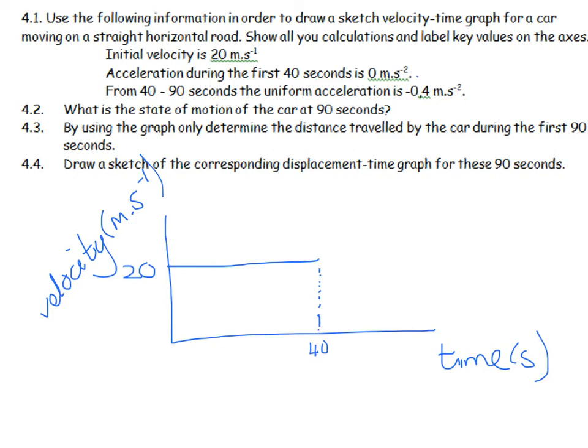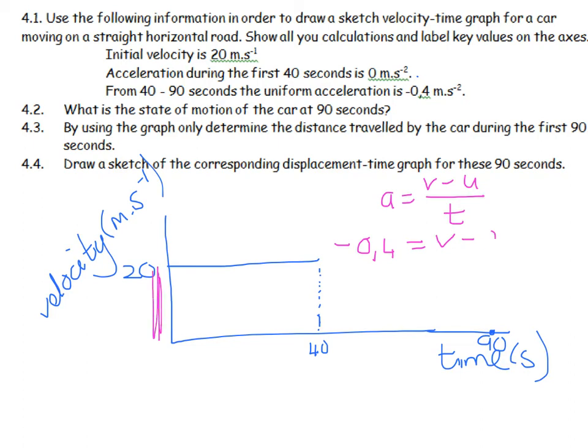From 40 all the way through to 90 seconds, we are going to have uniform acceleration of negative 4 meters per second squared. Where's that going to leave me by the time we get to 90 seconds? We're going to have to do a bit of a calculation over there. We're going to say acceleration is equal to final velocity minus initial velocity divided by time. The acceleration is negative 0,4. The final velocity is, I don't know. That's what I'm hoping to find out, so I can put something onto this axis.